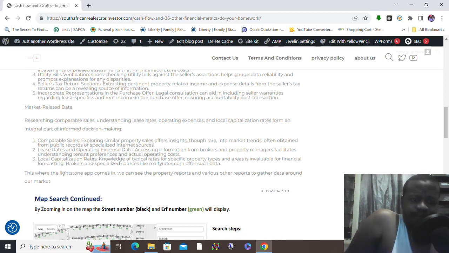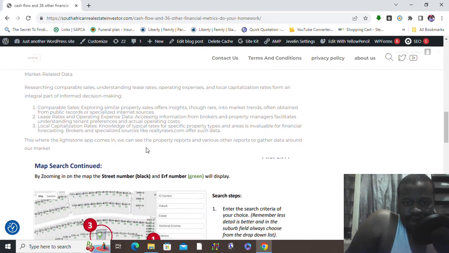Three, local capitalization rates. Knowledge of typical rates for specific property types and areas is invaluable for financial forecasting. Brokers and specialized sources have these rates. This is where Lightstone usually comes in. This is actually where the Lightstone app comes in.